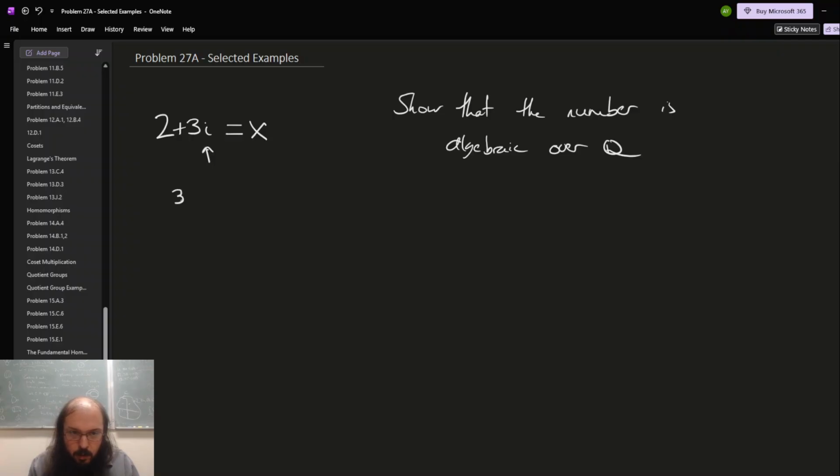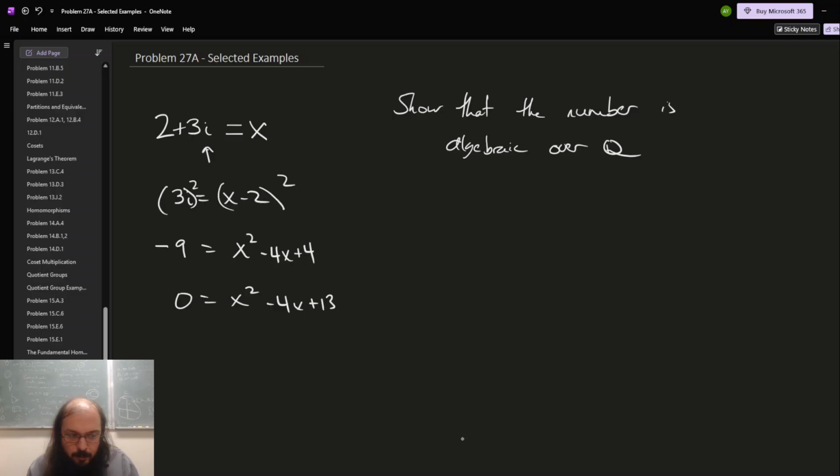So for example, I can write 3i equals x minus 2. And now I can square both sides of this to get minus 9, because i squared is minus 1, equals x squared minus 4x plus 4. And then lastly, I can add 9 to both and get 0 equals x squared minus 4x plus 13.